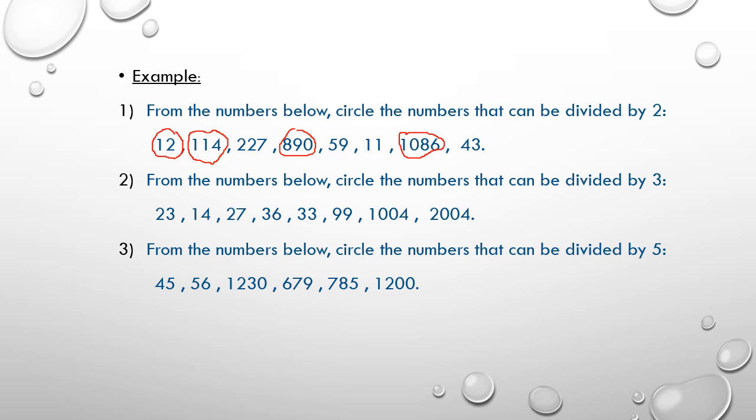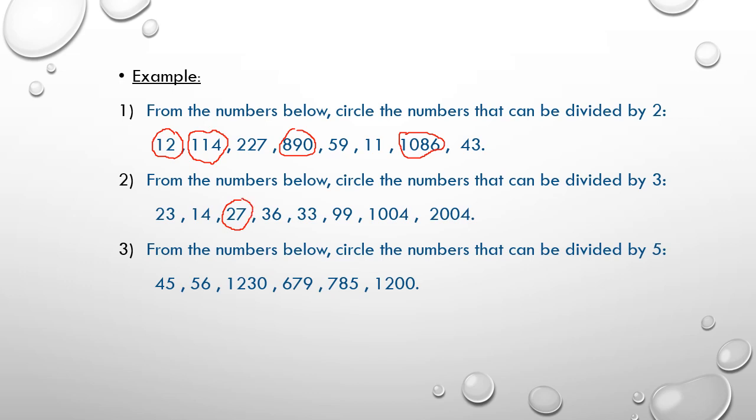In part 2, circle the numbers that can be divided by 3. So as we said, we add the digits of the number. If we get a number which is a multiple of 3, then it can be divided by 3. Let's take 23. 2 plus 3 is 5, so it's not a multiple of 3. 1 plus 4, it's 5, also it's not a multiple of 3. 2 plus 7, it's 9, so it's a multiple of 3, then 27 can be divided by 3.